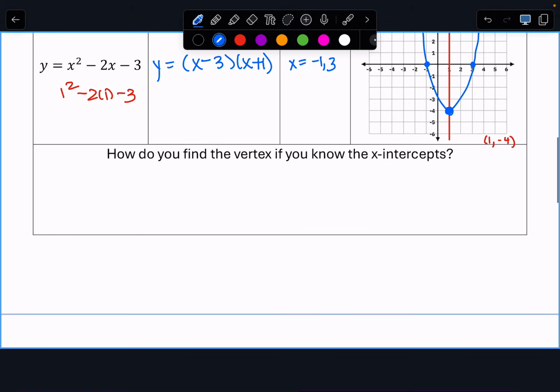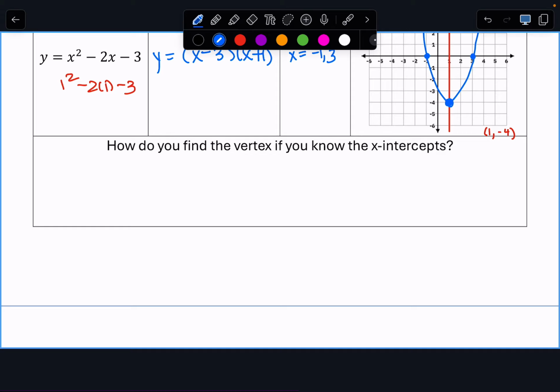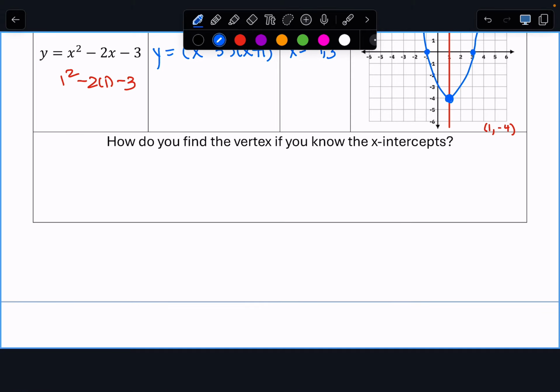Let's talk through what we just did there. Without having to put ourselves through a lot of work, if I know the two x-intercepts, how are we going to get the vertex? What do we know about the location of the vertex compared to our two x-intercepts? The x-coordinate is just in the middle. Guess what, guys? That's what we're doing today.